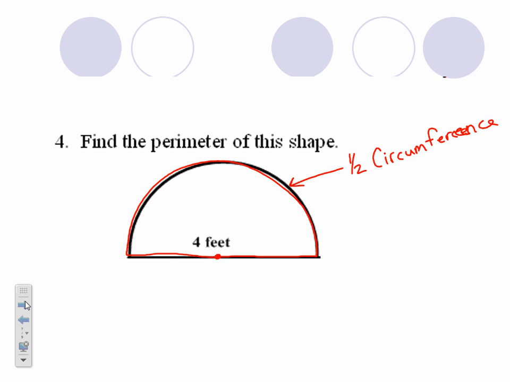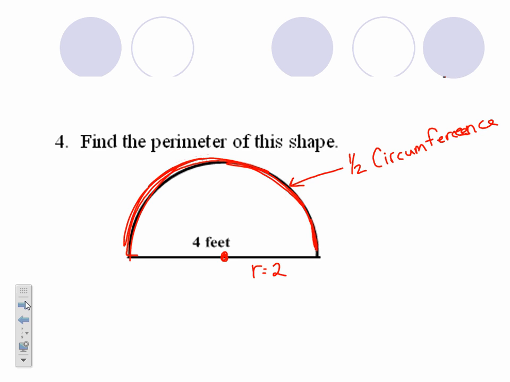Let's spell right, huh? There we go, half the circumference. So if we were going to go ahead and find the circumference and take half of it, that would give me this curvy part that I need to know. Now notice what was labeled was 4 feet. Since it's labeled in the center, that's the diameter all the way across. So that tells me I have a radius of 2.